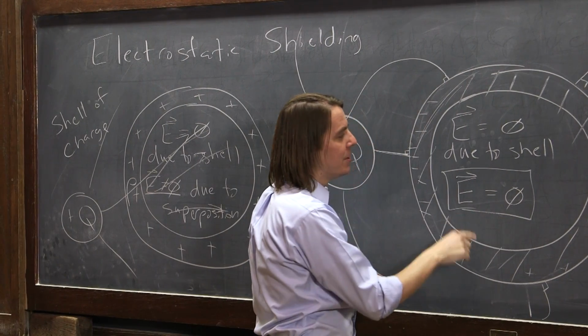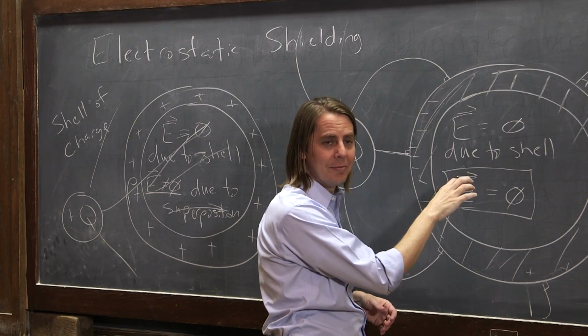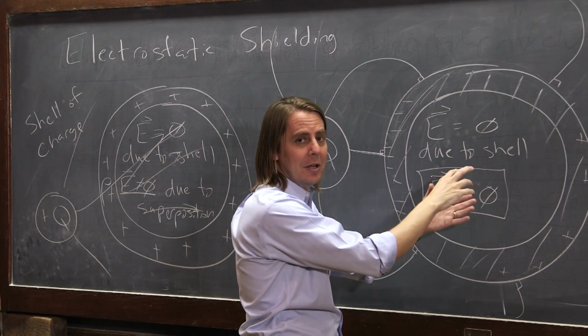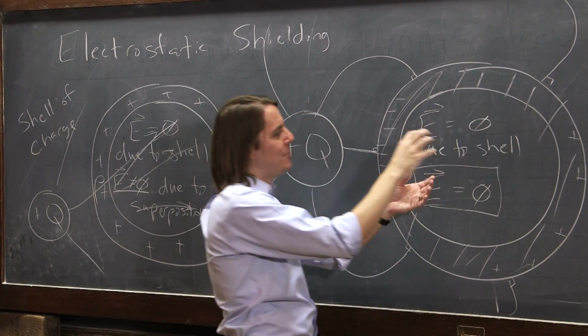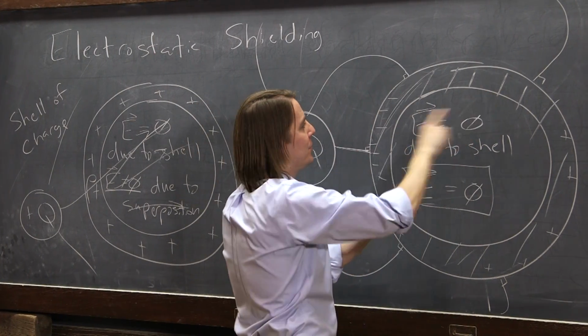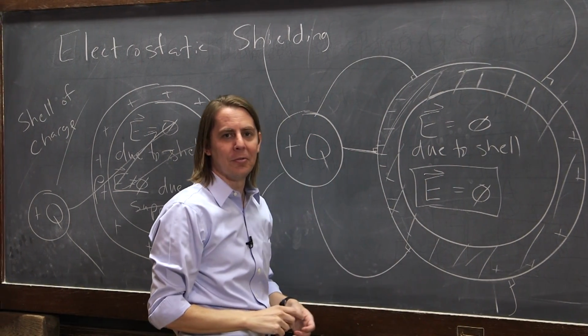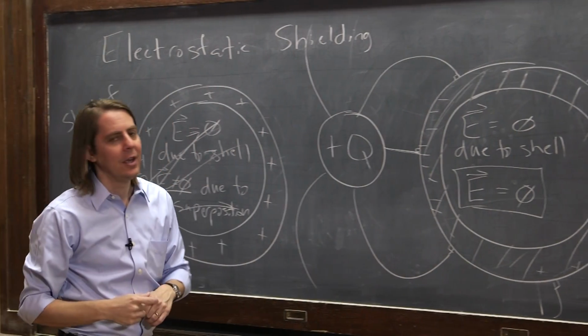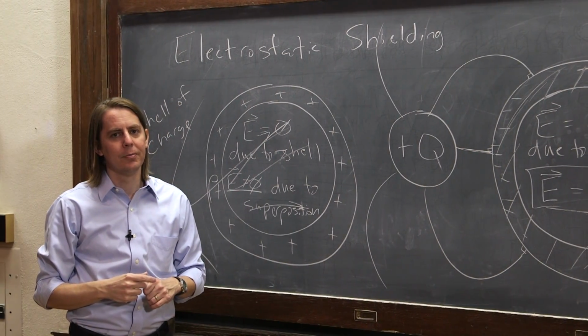The one way you get a field in here is if you put a charge on the inside. Then that will create an electric field, but guess what? The world will be screened from it. If you put a charge inside the shell, it'll make a field, but that field won't get out. All of its field lines will terminate at 90-degree angles on the metal surface. So metals are really good at screening electric fields, both inside and out.